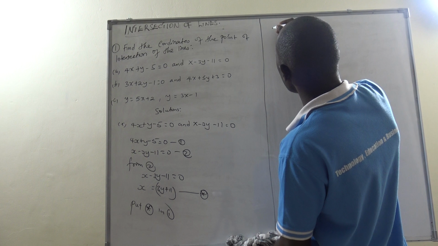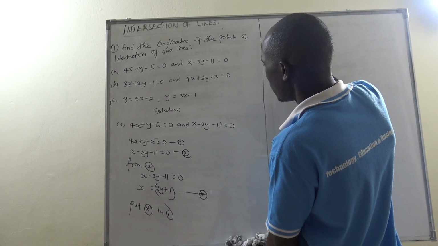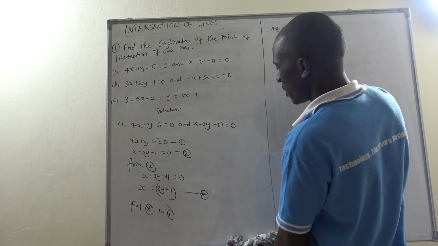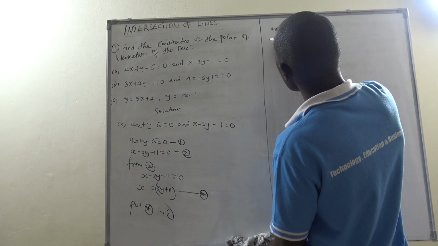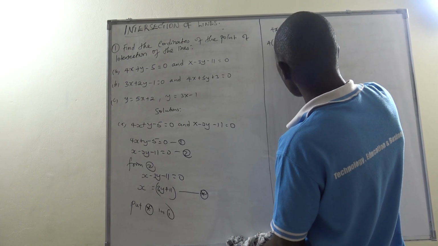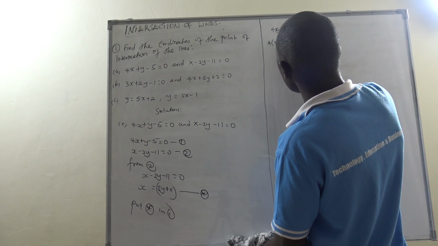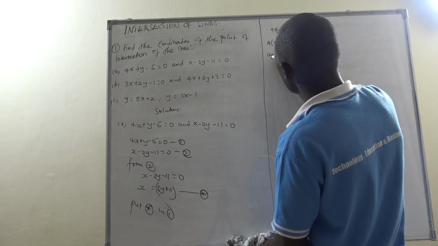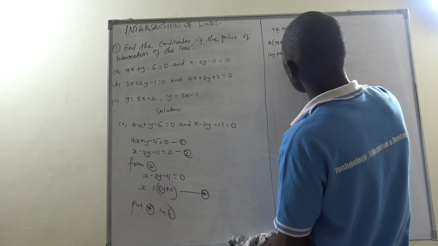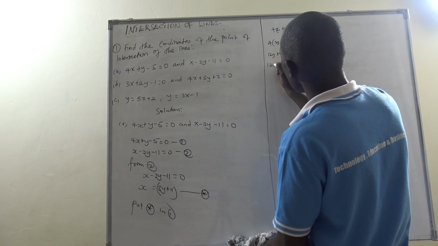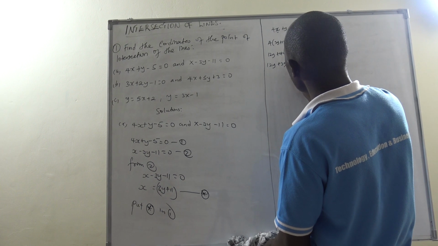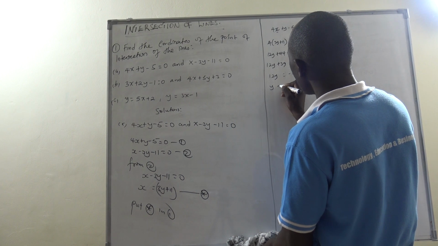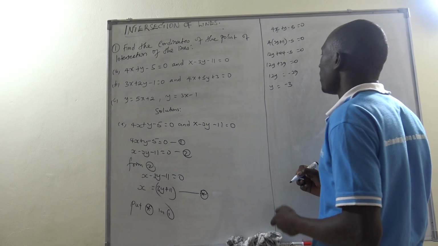What is equation 1 saying? It's saying 4x plus y minus 5 equals 0. So where you see x, I'm going to bring in this. So we're going to have 4 into (3y plus 11) minus 5 equals 0. So when we open this, it is 12y plus 44 minus 5 equals 0. We're having 12y plus 39 equals 0. We have 12y equals negative 39. So what is y alone? It is negative 3 point something.